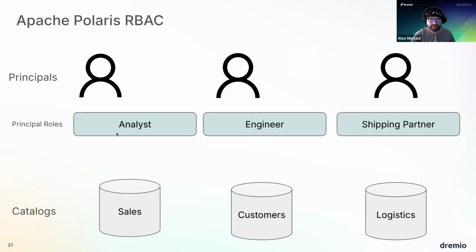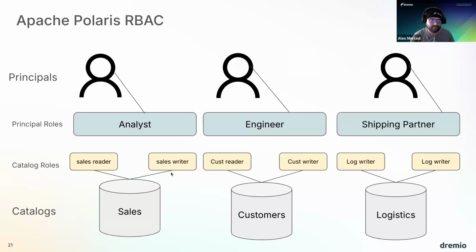So I create these principal roles, but having analyst by itself doesn't necessarily mean that you have access to anything. Each principal role can be assigned one or more catalog roles. So I assign the principals the principal role, and then I can create catalog roles.